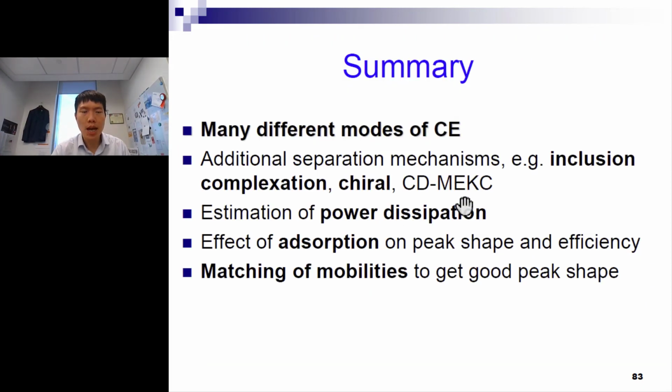So in summary, we have gone through different modes of CE, and we talked about how the additives, the CD and the crown ether, complex and, using different rates of mobility, affect the separation of enantiomers. We talked about how we can estimate power dissipation, what's important, and the effect of adsorption on peak shape and efficiency, and of course we're trying to match the mobility to get a good peak shape.